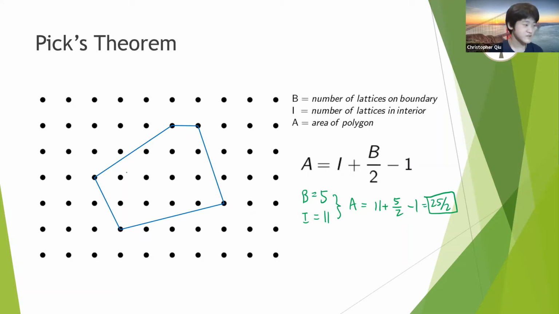And so what I mean is, if let's say there was a lattice point here, that would count to the total of B. And points on the boundary, like this one, don't count to I. I counts only these points, and so there are 11 of them.